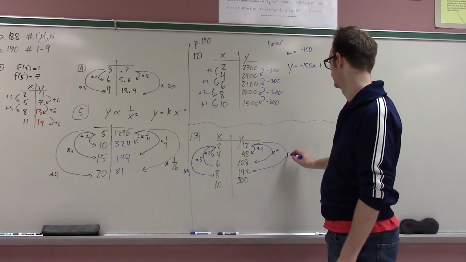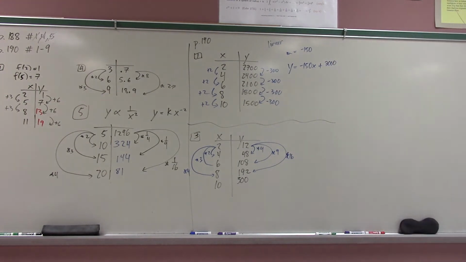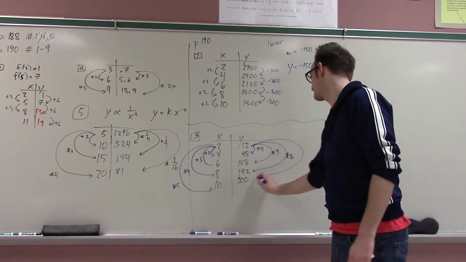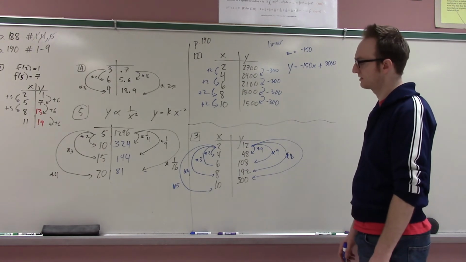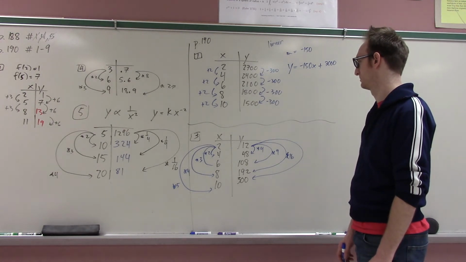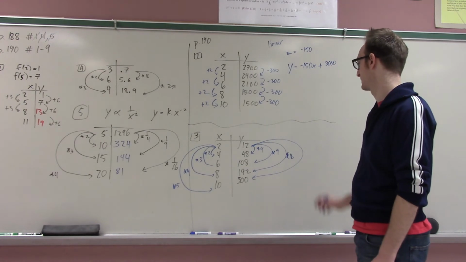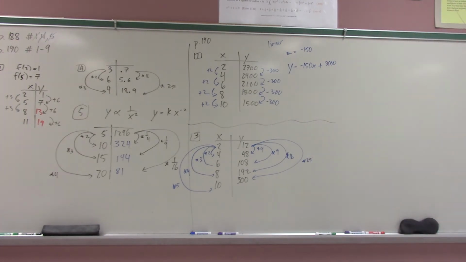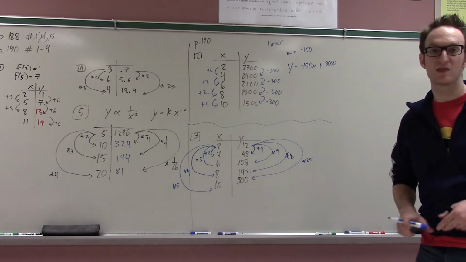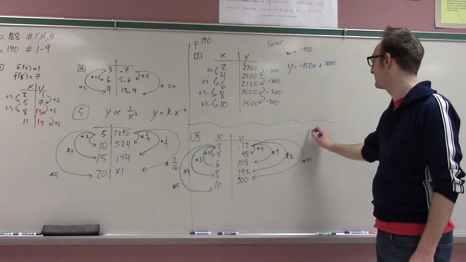Is that right? Times 16, 160, and 32. Yeah. And finally, if we go up by a factor of 5, the output is going up by a factor of 125. No, what? Times 25. Yeah, times 25. Okay, so what is the pattern when I increase the input by a certain factor? The output increases by that factor squared. And that is the telltale sign of a direct square variation function.